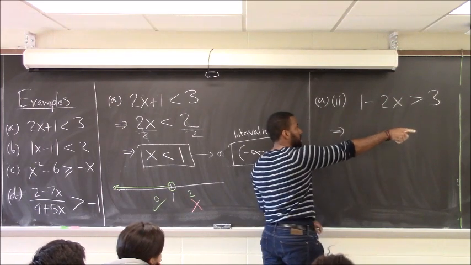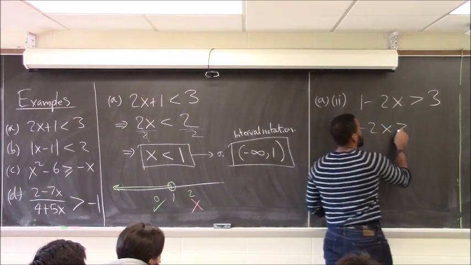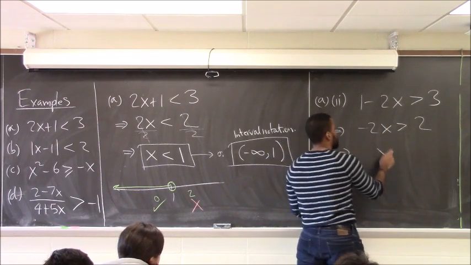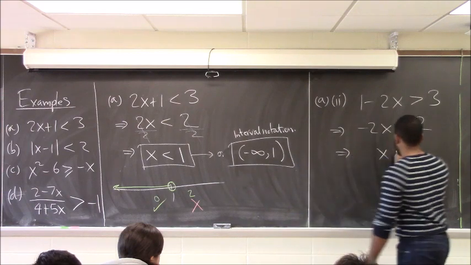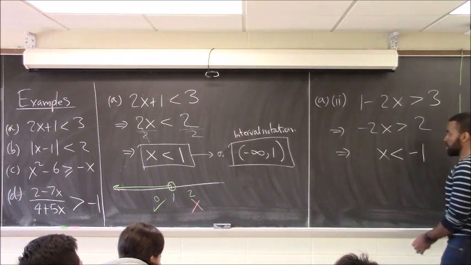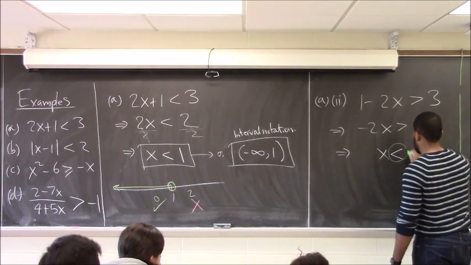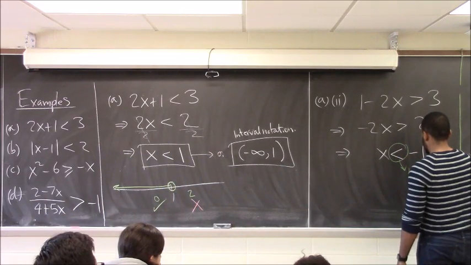Subtract 1, isolating the x is going to be the first thing you want to do. Divide by -2, and what would we get? The sign flips here, to -1, because we divided by a negative. Turn the sign around.